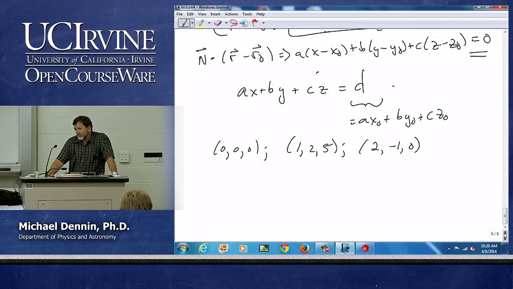Well, we have to be a little more careful, right? These are 3 different points. What's my normal vector? Well, if you start from the origin, you have 0, 0, 0. So then you can have a vector going to 1, 2, 5, and then a vector going to 2, negative 1, 0. And if you take the cross product, you get the normal vector, right? So I could be building it up from a cross product to get the normal vector to do this.